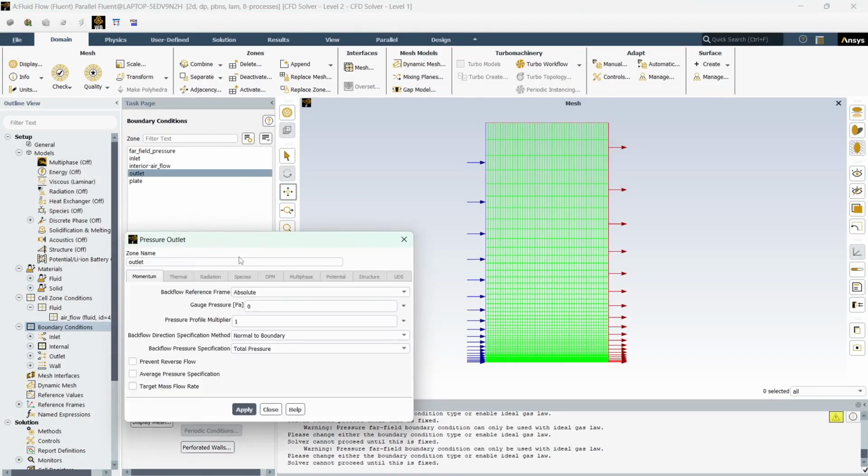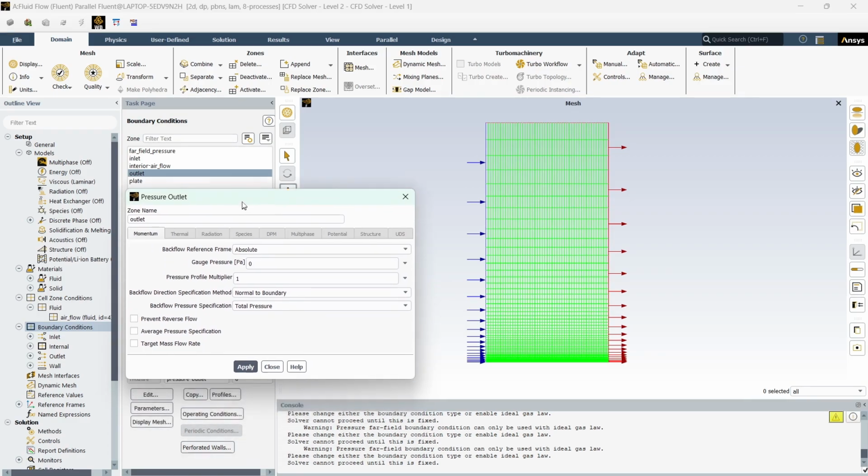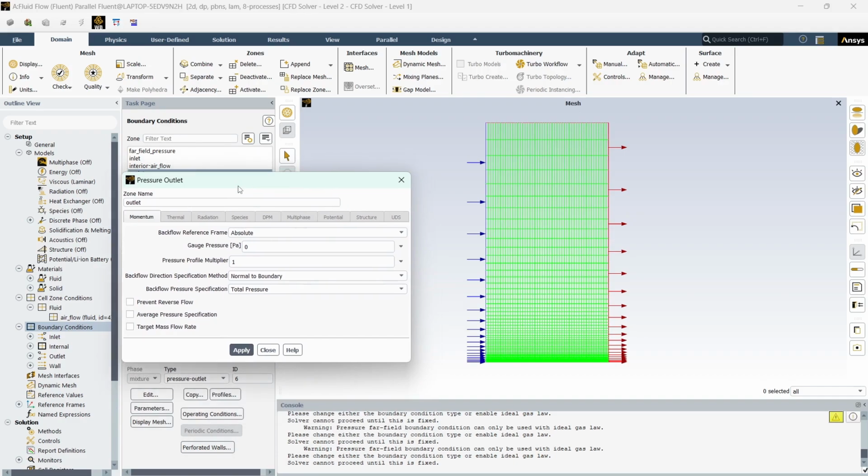Purpose of the pressure outlet. Used to specify the pressure at the exit of the computational domain. It ensures a well-defined outlet condition and is critical for flow stability. The pressure at the outlet is set to 0 gauge pressure, meaning it equals the atmospheric pressure, the default reference.